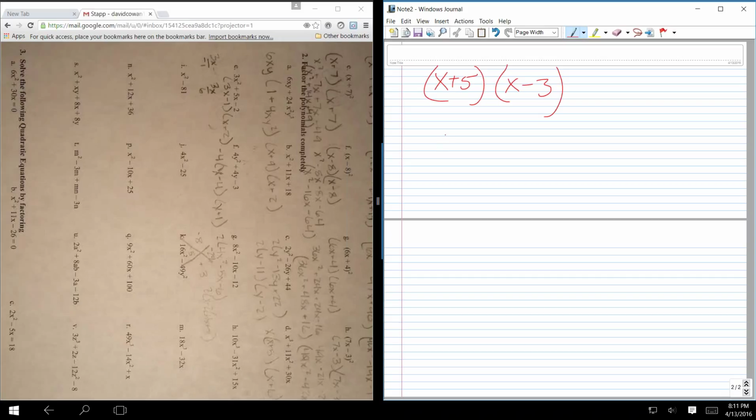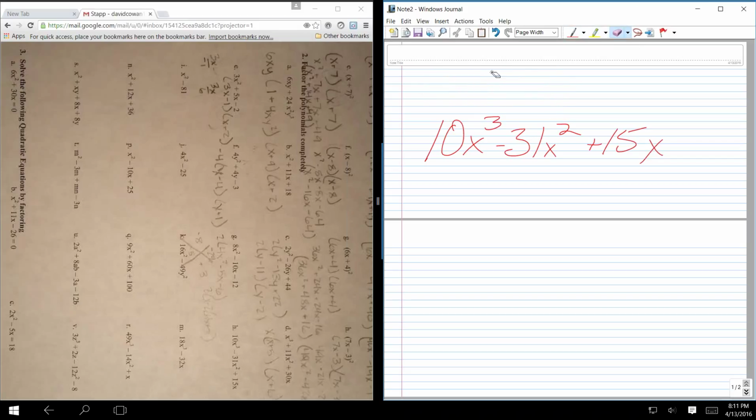Hey, Dad, can I have my paper? Let's see. H is 10x cubed minus 31x squared plus 15x. And what's the factor the thing completely? All right. Okay. Is there a greatest common factor? It's always the first question you should ask. There isn't, because isn't 31 a prime number? It is, but there's x. So x would work, yeah.